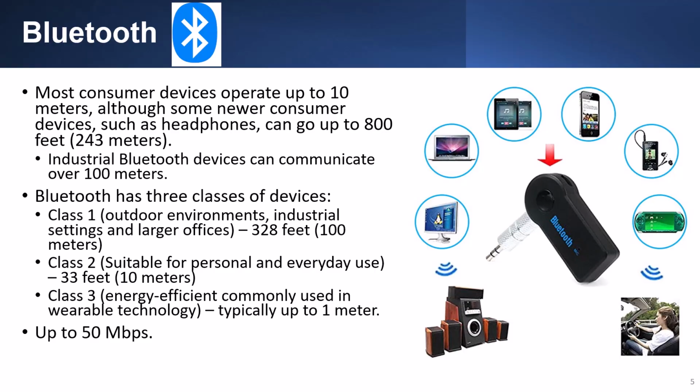Bluetooth has three classes of devices. Class 1, used in outdoor environments, industrial settings, and larger offices, has a distance of up to 328 feet or 100 meters. Class 2 is suitable for personal and everyday use with a range of up to 33 feet or 10 meters. Class 3 devices are energy efficient, commonly used in wearable technologies, and typically reach up to 1 meter. While data speeds may vary based on Bluetooth version and the device, speeds can go as high as 50 megabits per second.